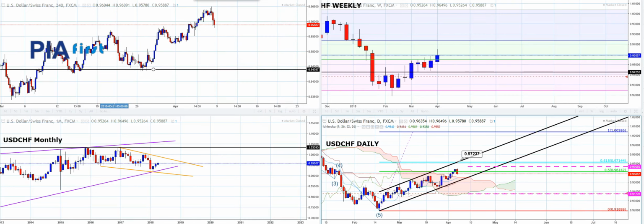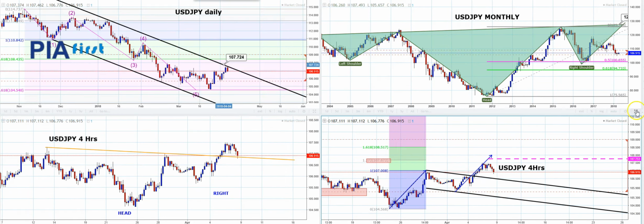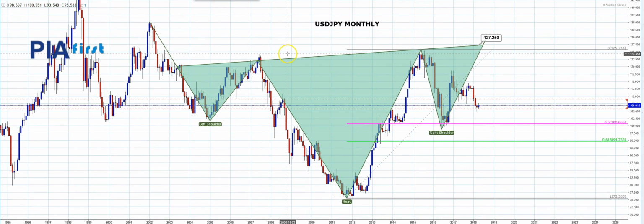Dollar yen, we'll just break down the time frames first. So monthly chart, possibly a bullish reverse head and shoulders pattern. So this being the left shoulder, this being the head, and this being the right shoulder. The only trouble with this outlook is we need to see a break here, which is 127.25, to confirm.